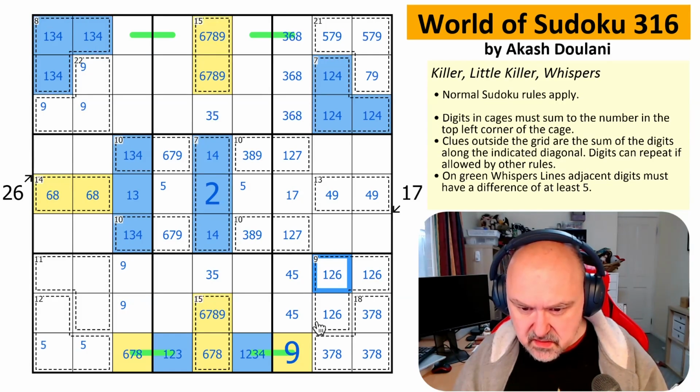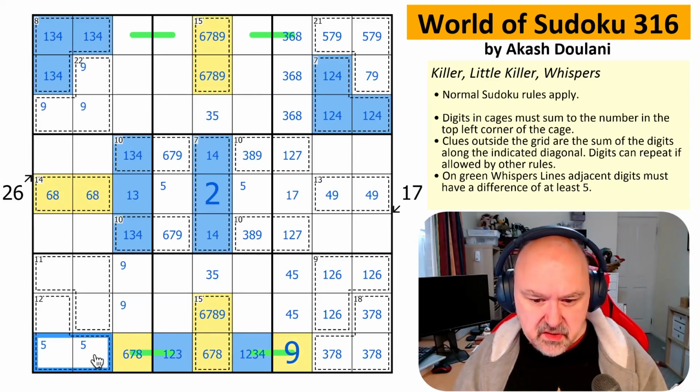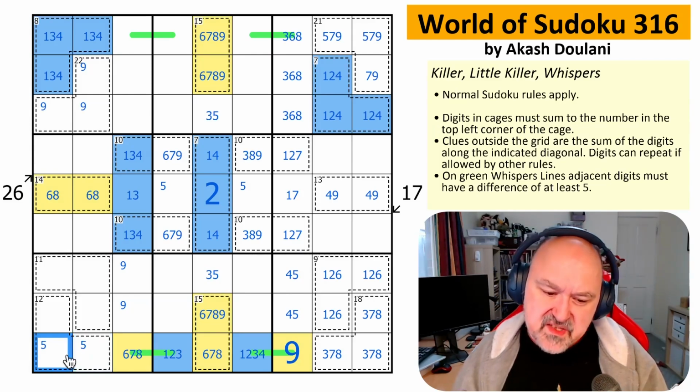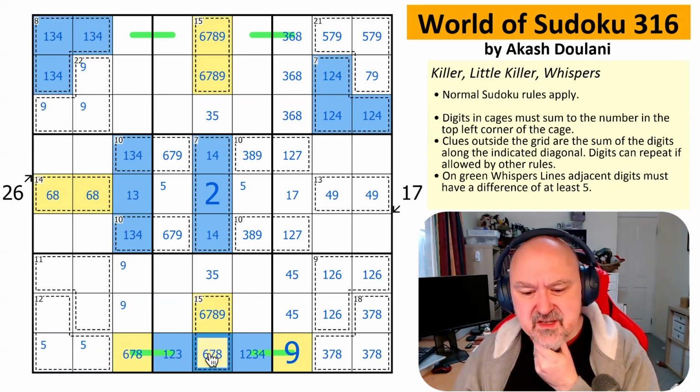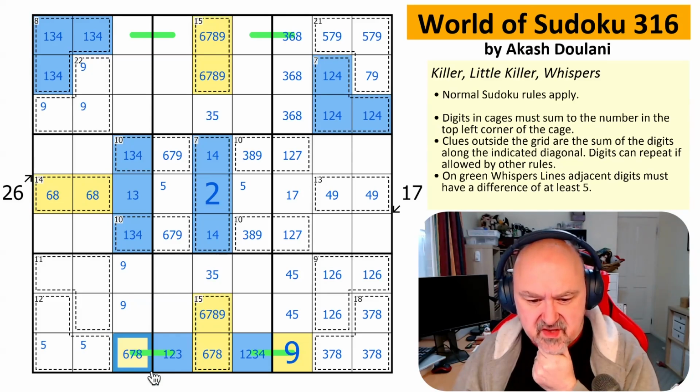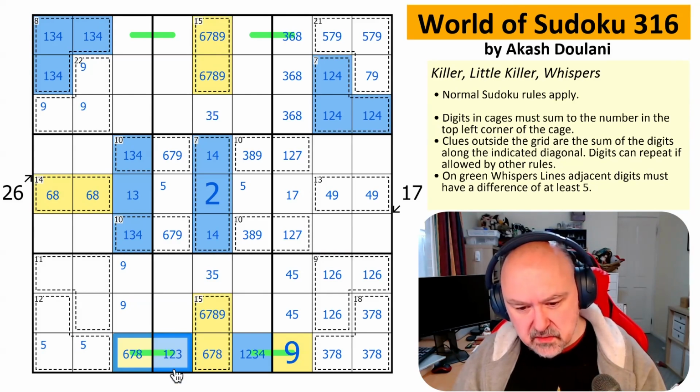Blast. But that's tricky. Can I put 6 in this 12 cage? Because if I put a 6 in... Oh, no, I can still hide the 6 there. I was trying to think, can I force 6 onto this? Can that be a 6? If this is 6, 1, then... Yeah, that doesn't do anything. Blast.